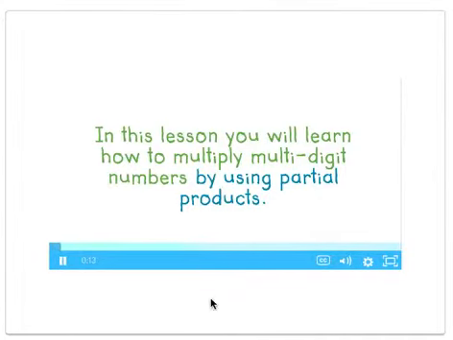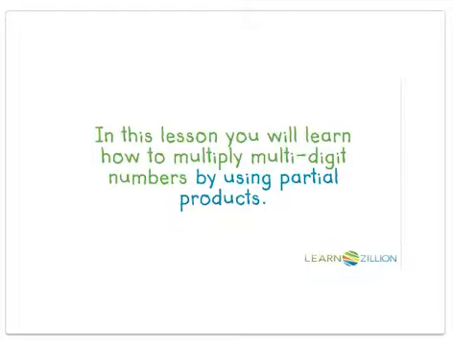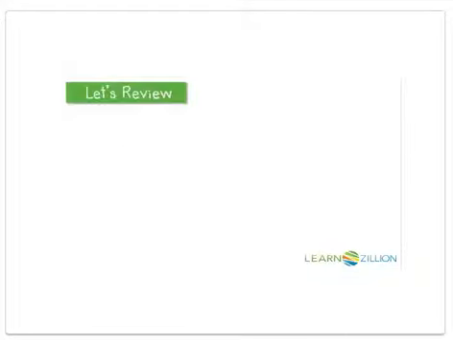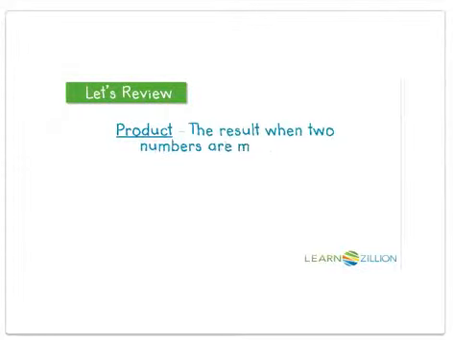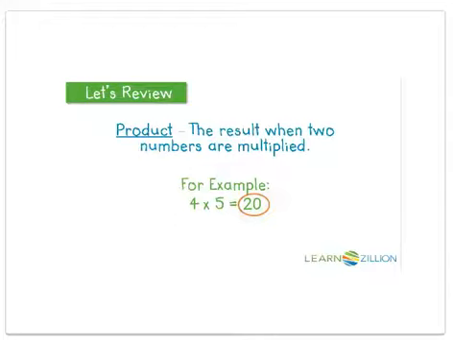In this lesson, you will learn how to multiply multi-digit numbers by using partial products. First, let's review. A product is the result when two numbers are multiplied. For example, 4 times 5 equals 20. 20 is the product, or answer, to our multiplication problem.